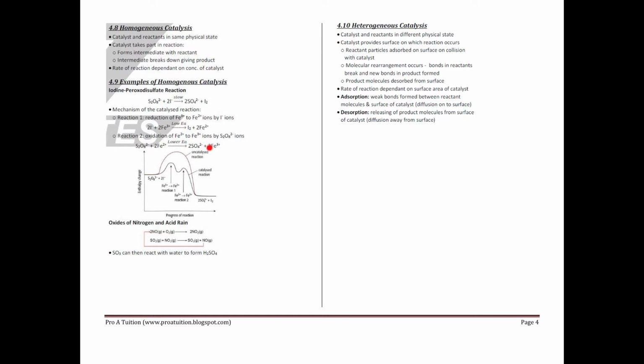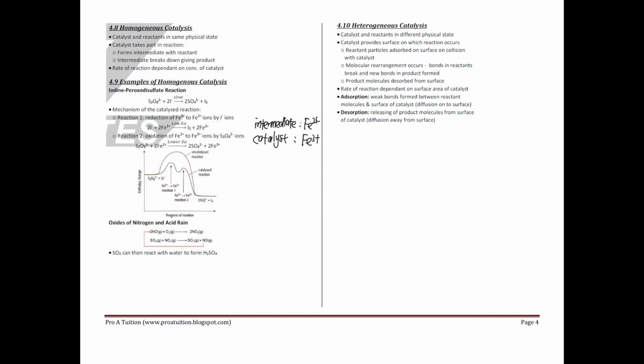And iron 3 is used at the beginning and reformed at the end. That is the catalyst. So I write down: the intermediate is iron 2, the catalyst is iron 3. The difference is the catalyst will reform at the end, and the intermediate is used up at the end. So you can't see the intermediate as the final product. As long as you are doing homogeneous catalysis, they form an intermediate.